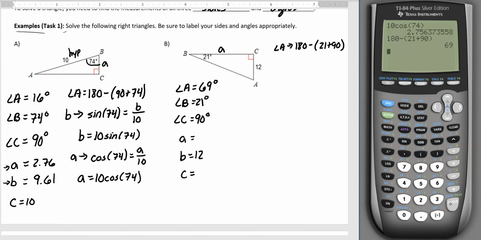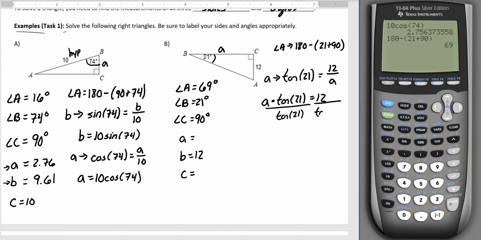So think about what I can use here. I have this 21 degree angle. I have an opposite side and an adjacent side. So opposite and adjacent, this would be tangent. So to figure out side A, I would say the tangent of 21 degrees equals my opposite, 12, over my adjacent, A. Okay, so I need to multiply both sides by A, so I have A times the tangent of 21 equals 12.